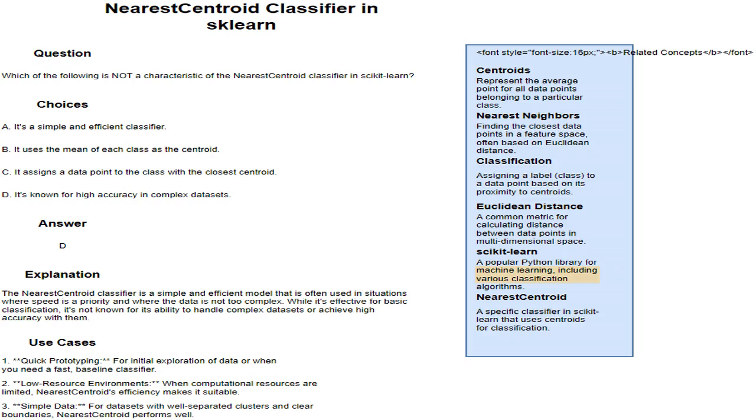Scikit-learn: a popular Python library for machine learning, including various classification algorithms. You can use scikit-learn to implement various classification algorithms like nearest centroid, k-nearest neighbors, support vector machines, etc.